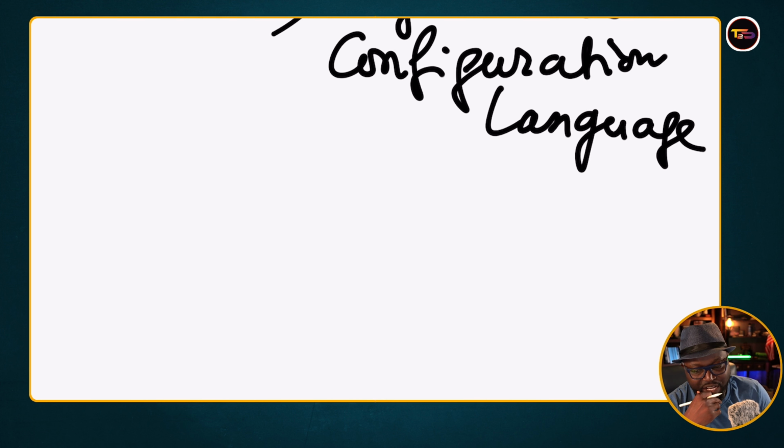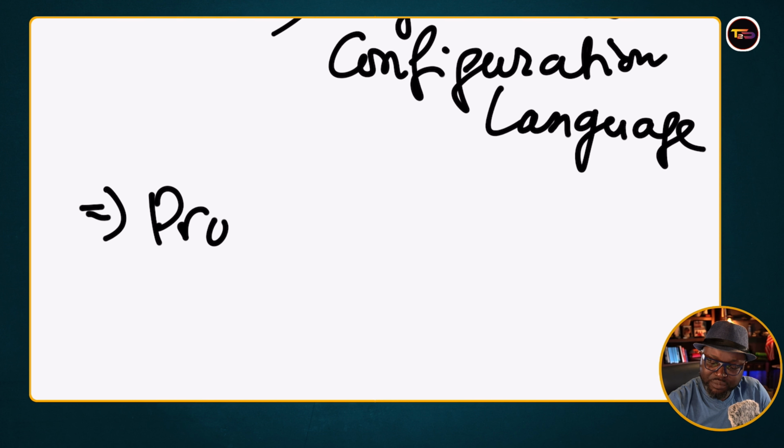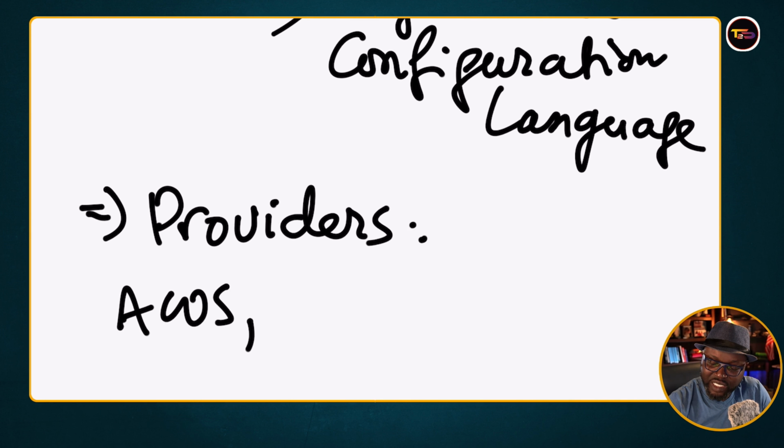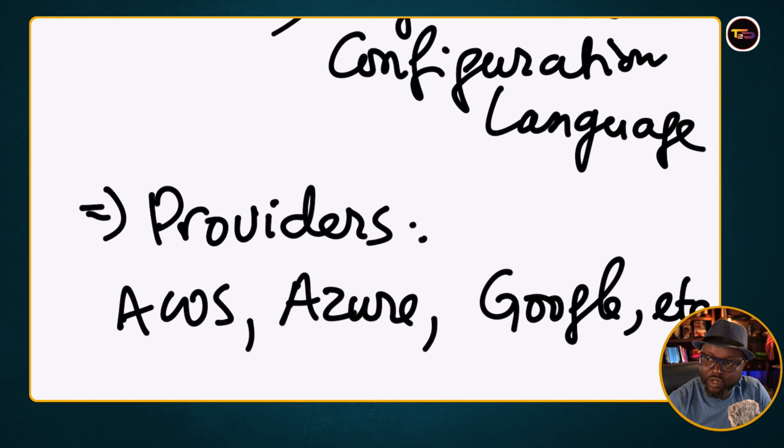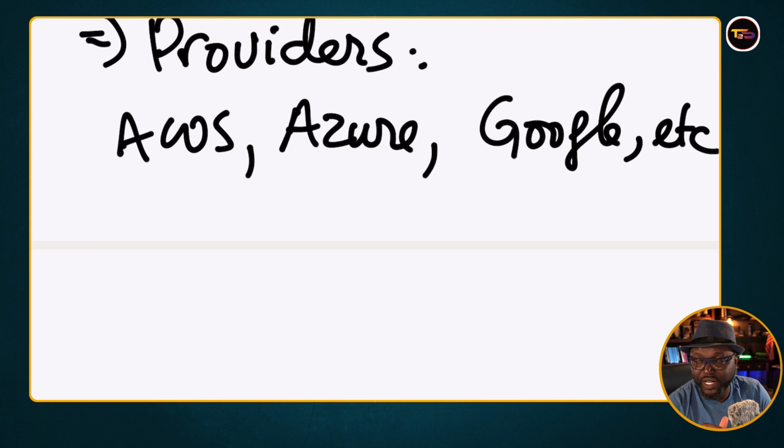One of the other concepts that I want you to keep in mind is that it uses providers, meaning AWS, Azure which is Microsoft, Google, and more. They support this tool, which is very useful, because using Terraform you can manage multi-cloud resources, meaning resources on AWS, Azure, Google, and so on at the same time. So that's very useful.